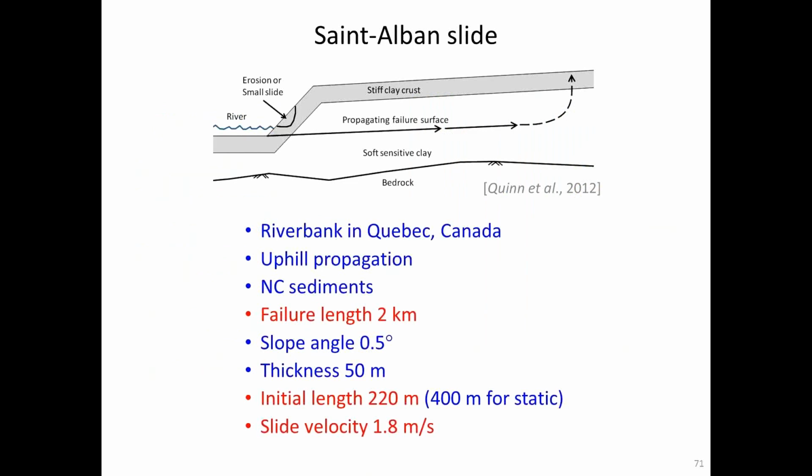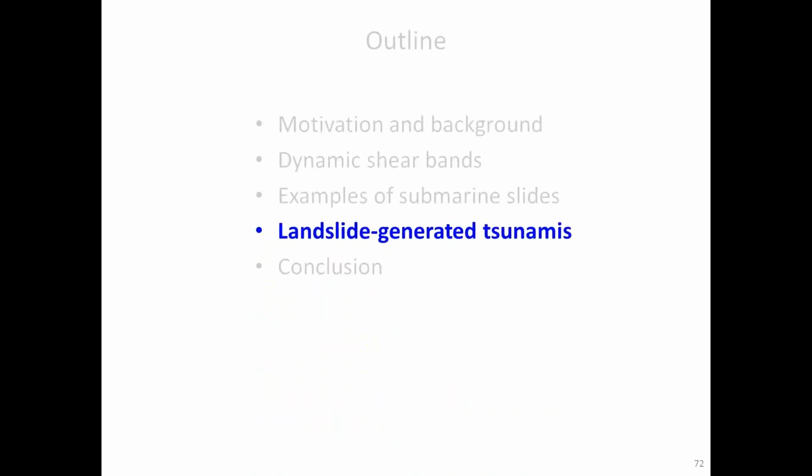And the St. Alban slide is a subaerial slide that people also studied. People truly believe this one is an uphill propagation condition. But if you model this one with a failure length of about 2 kilometers, an initial length of only 220 meters is going to be enough to create the failure length of about 2 kilometers.